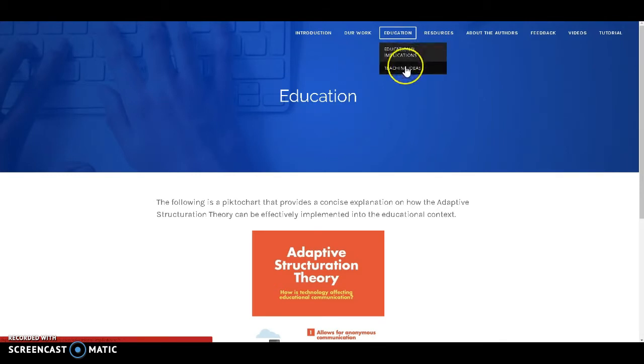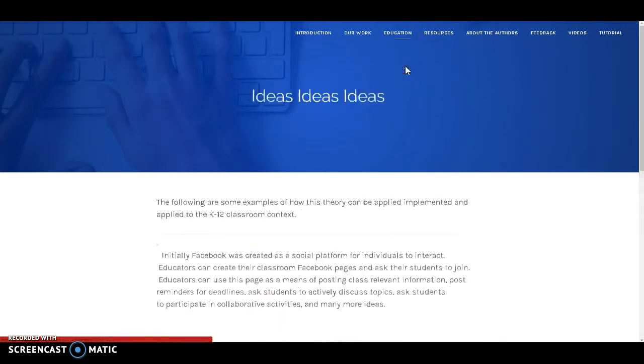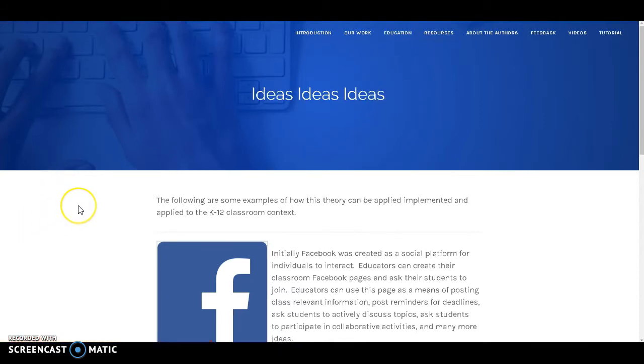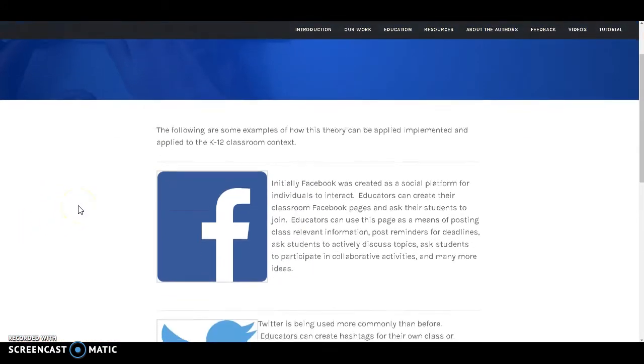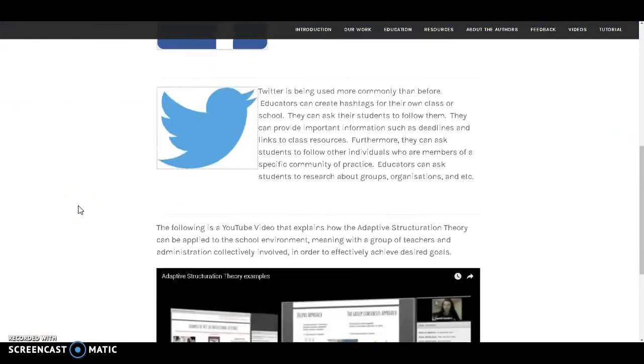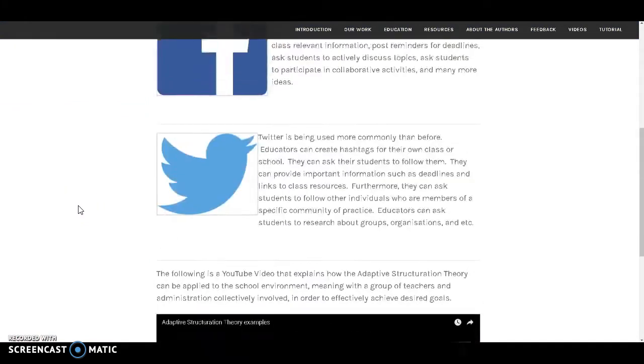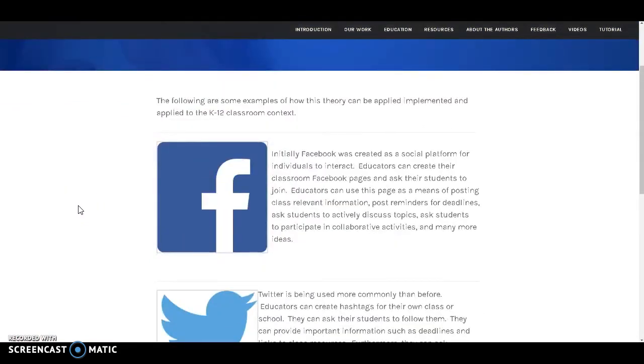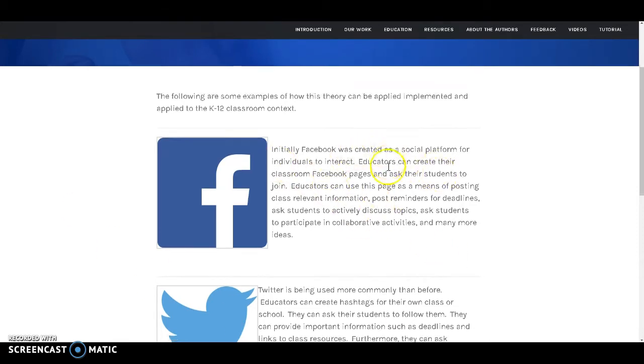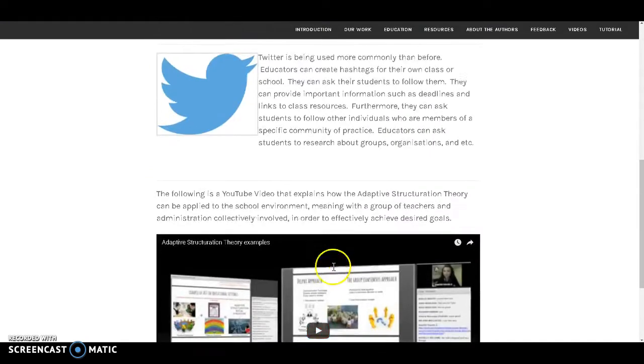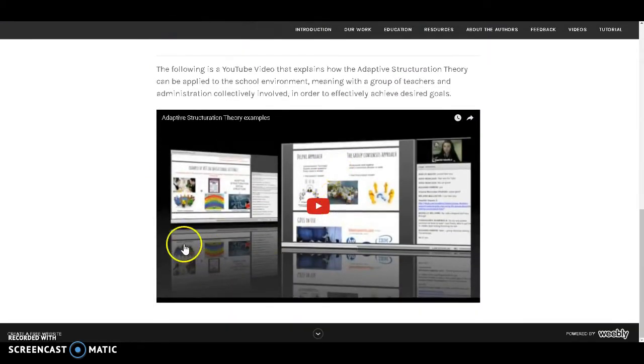Then after that page, you also have the teaching ideas webpage, which basically gives you ideas on how teachers and educators can effectively use various technological tools to aid in a more meaningful learning experience. For example, you can use Facebook, many ideas are given. You can use Twitter, many ideas are given. And on the bottom, you're also provided with a video that's easily accessible on YouTube as well.